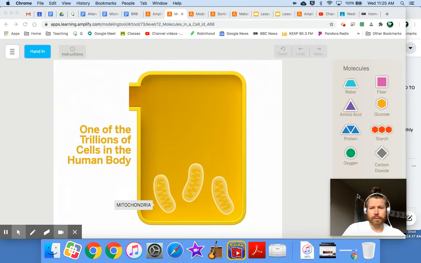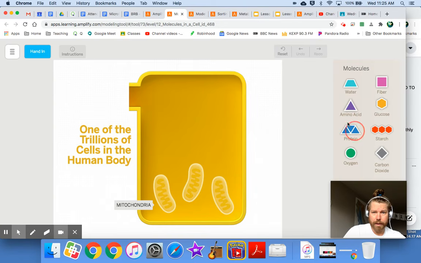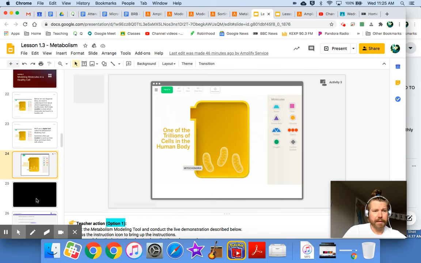Very much like the modeling tool we used in the beginning, it has some molecules, and you're going to show which molecules should be found in a healthy cell. So you can drag and drop. When you are done, make sure you hit this hand in button right there so that I can see your work. So go ahead, take some time and work on that right now, and then come back to me.